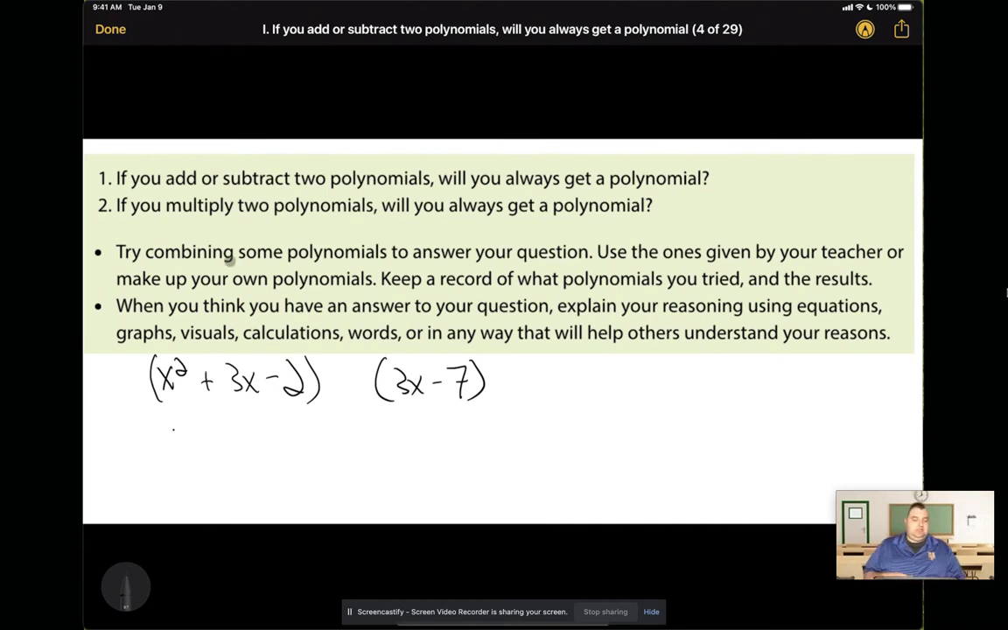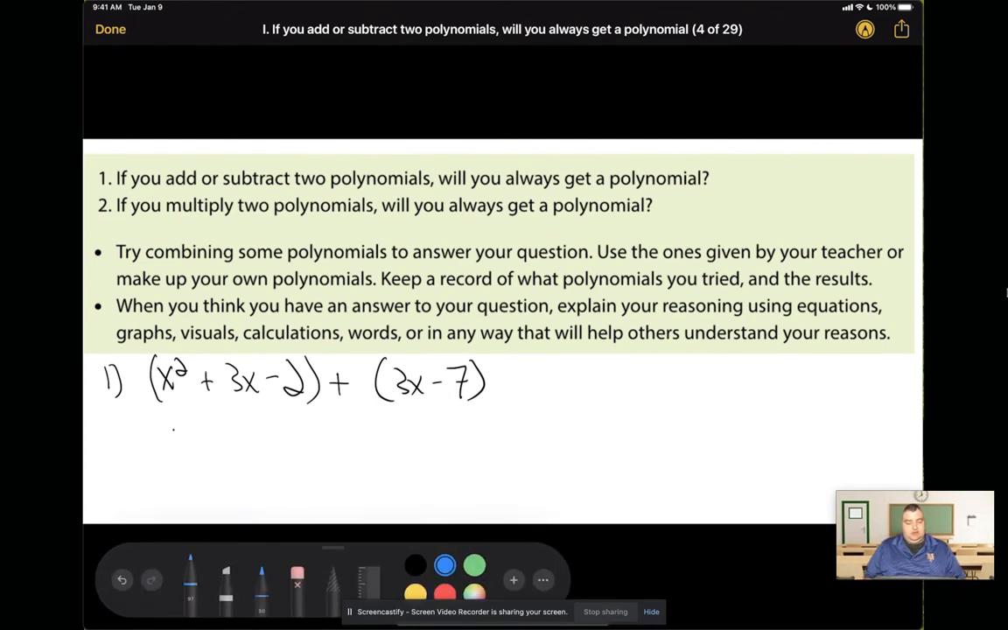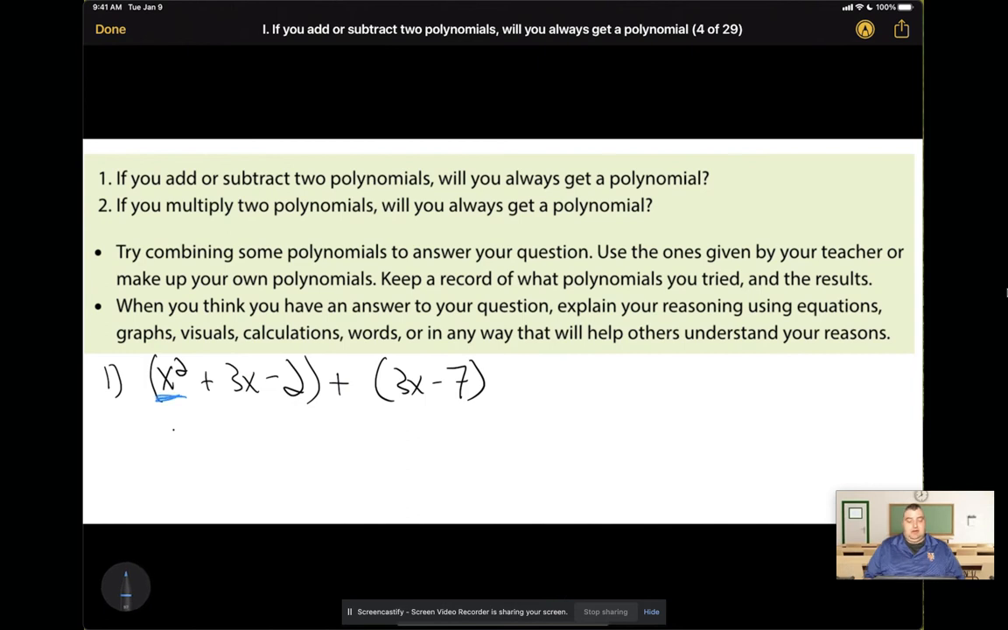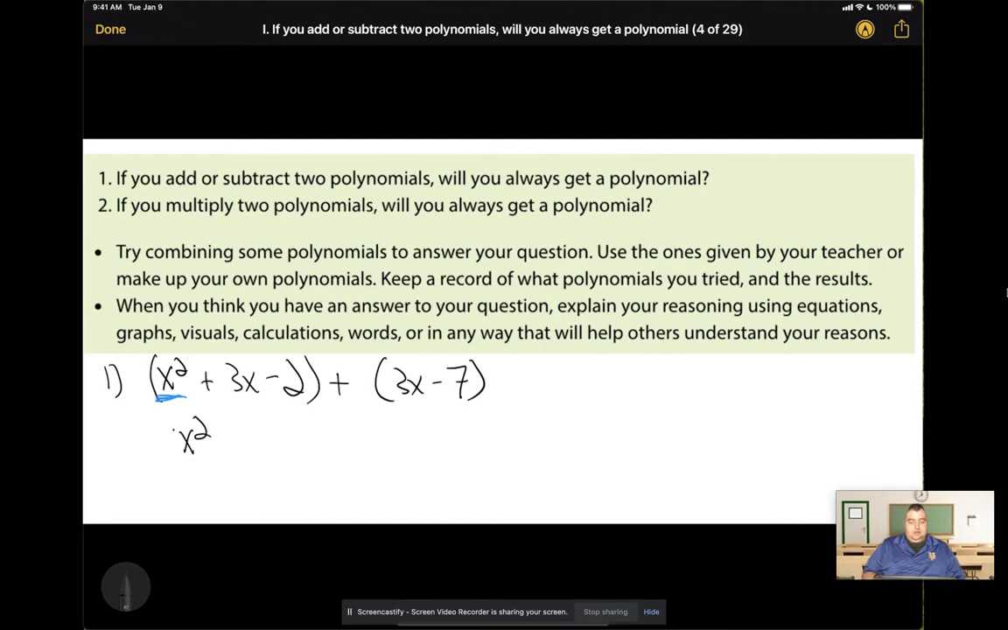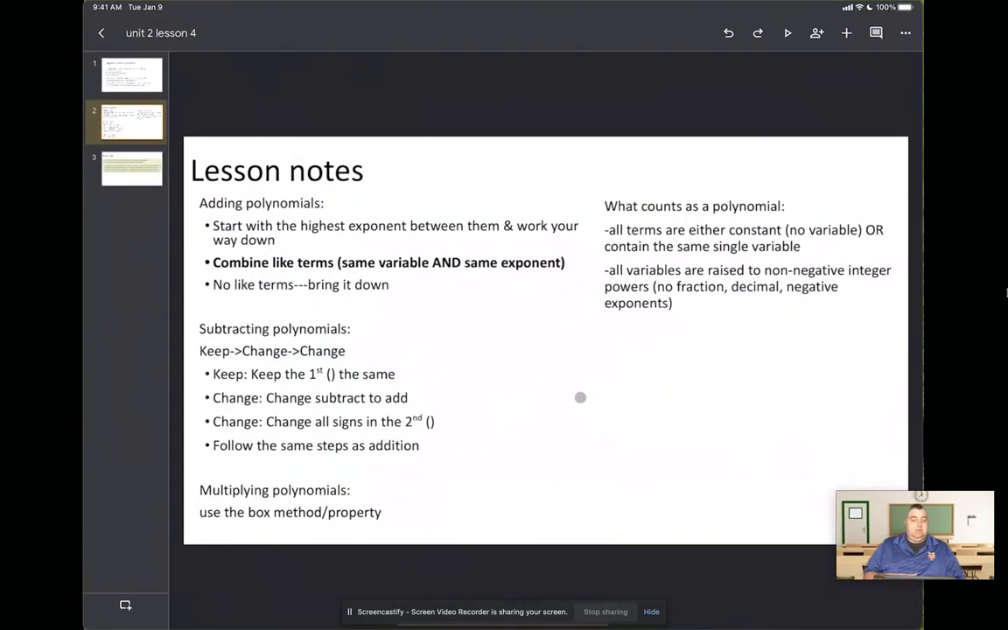Let's answer number 1. Let's add these together. When I look at the highest exponent between these two polynomials, I see, and I'm going to use a different color here, x squared. Notice there's no other x squared term to combine it with, so I'm just going to bring it down. Back in the lesson notes, that is what I meant by if there are no like terms, bring it down.